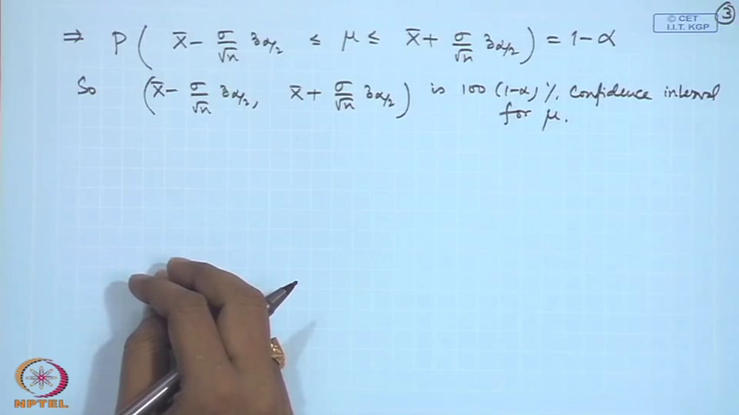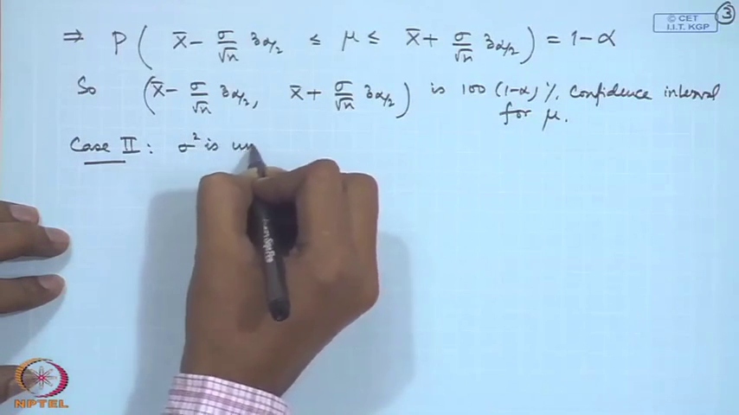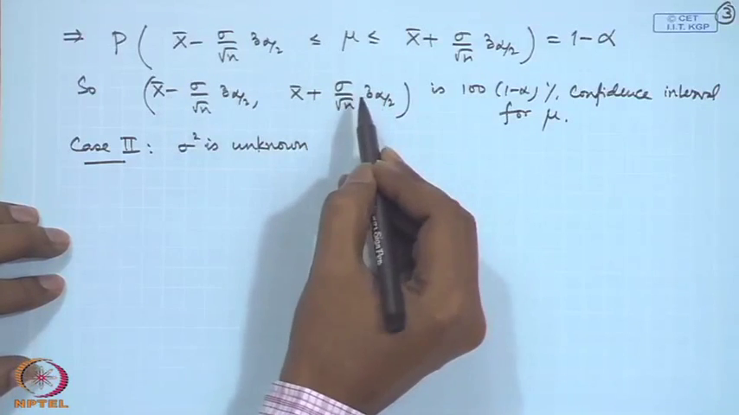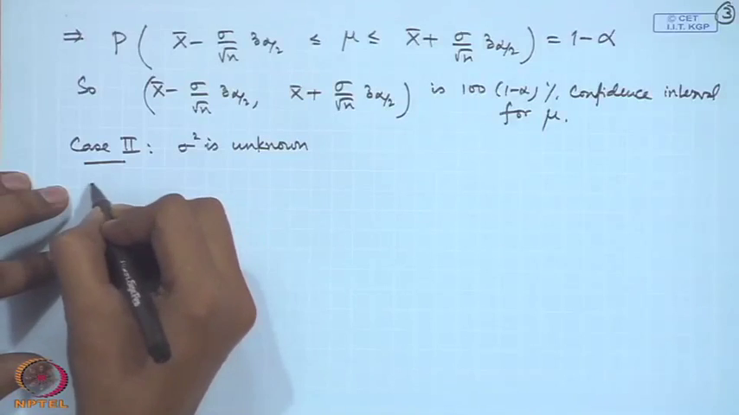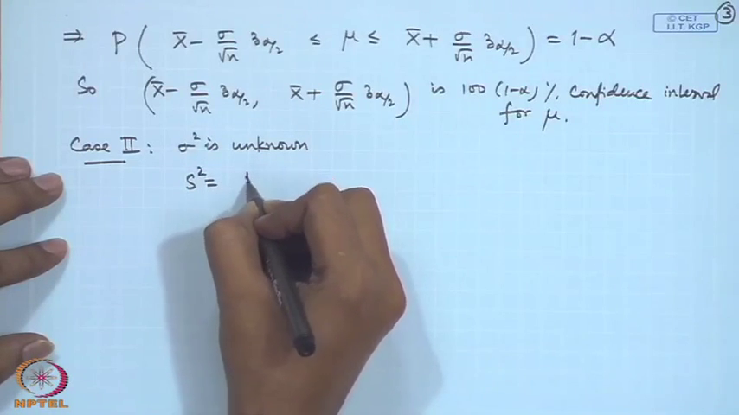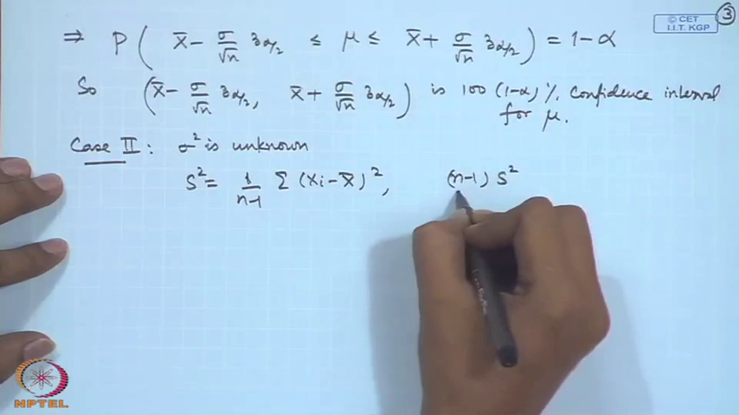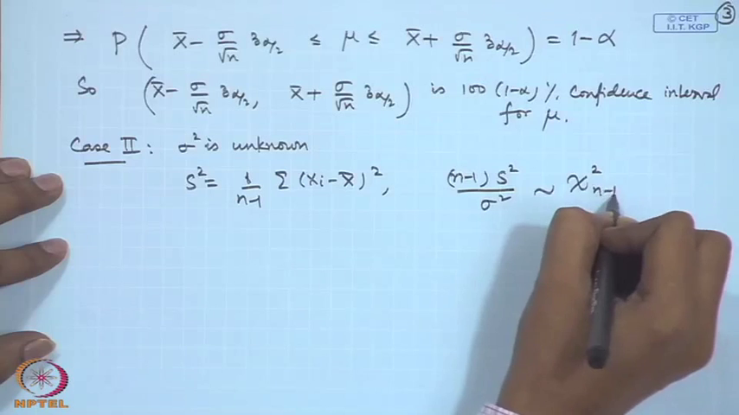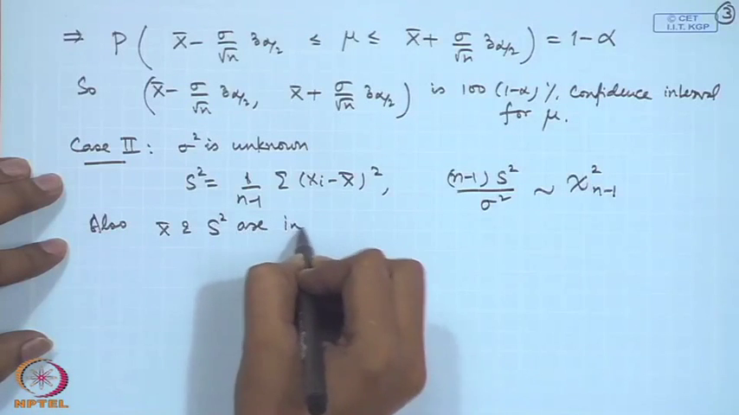Now, in this case it may happen that sigma is unknown. If sigma is unknown, then I cannot make use of these confidence limits. So, in this case we consider S square also. If you remember, in the case of sampling distributions, I introduced the distribution of S square. If I am taking S square as 1 by n minus 1 sigma (x i minus x bar) square, then (n minus 1) S square by sigma square follows chi square distribution on n minus 1 degrees of freedom. Also, x bar and S square are independently distributed.